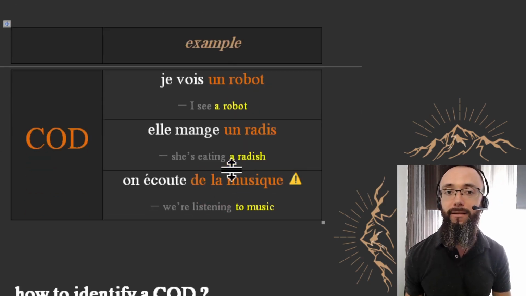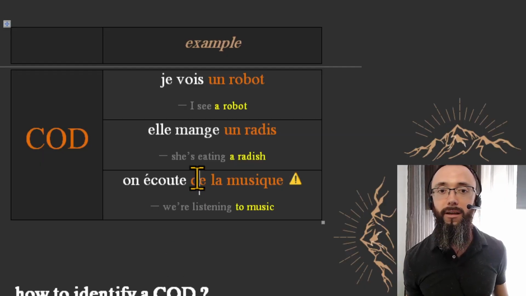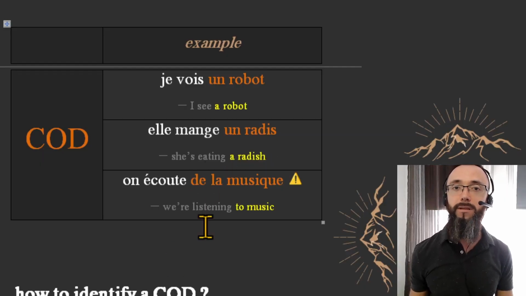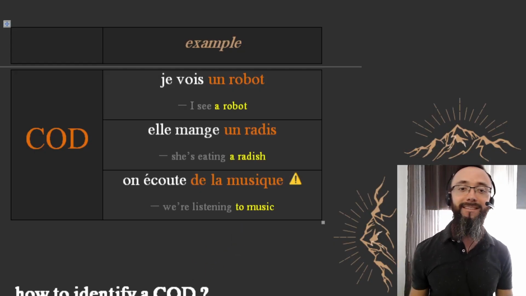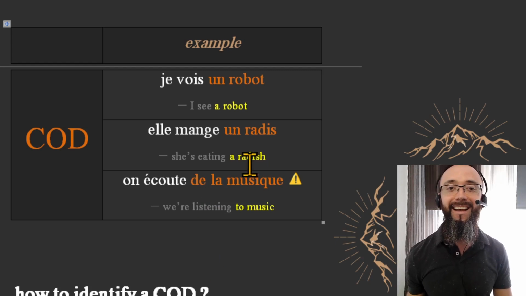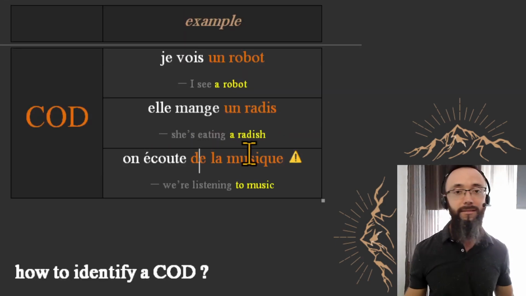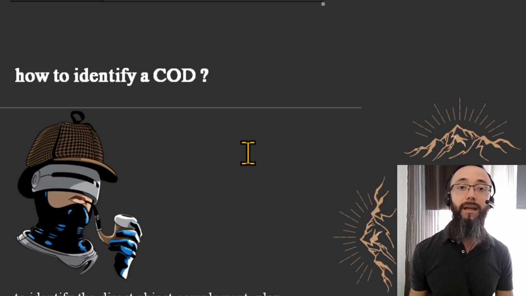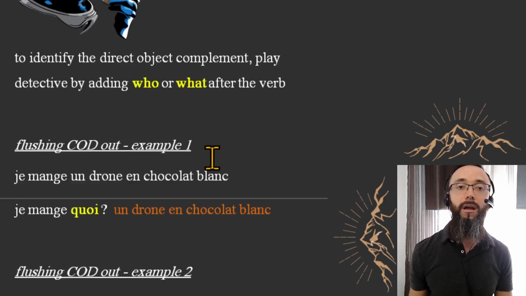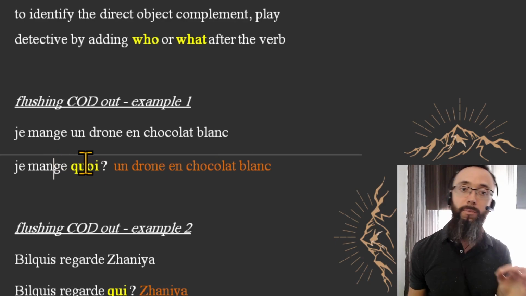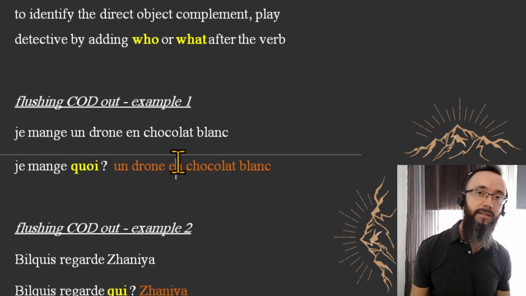Same with de here. I see you in the room, telling me that de is a preposition. Not a preposition. It's an article. Okay, so écoute plus article, no preposition, so it's a COD, and we learned how to ask the right question. Verb plus question word, that tells us it's a COD.